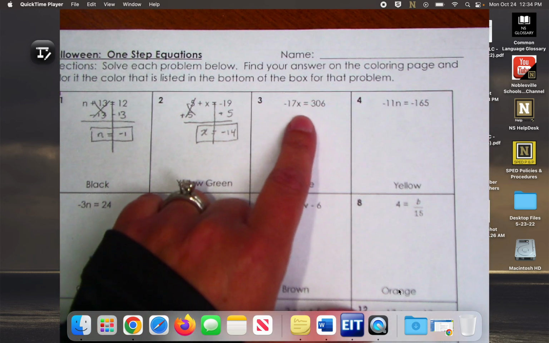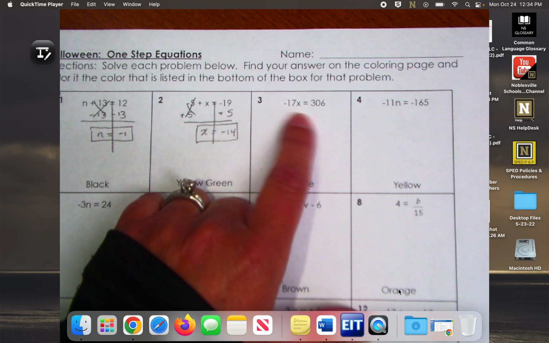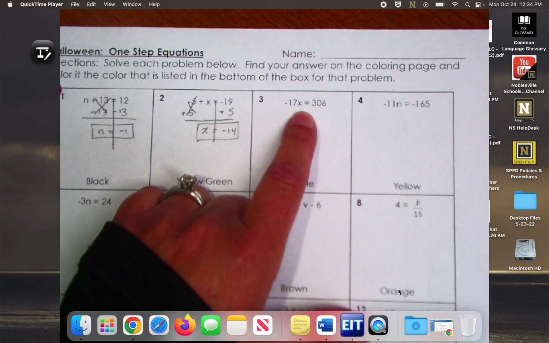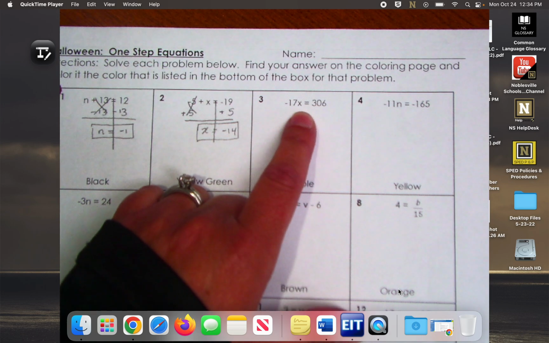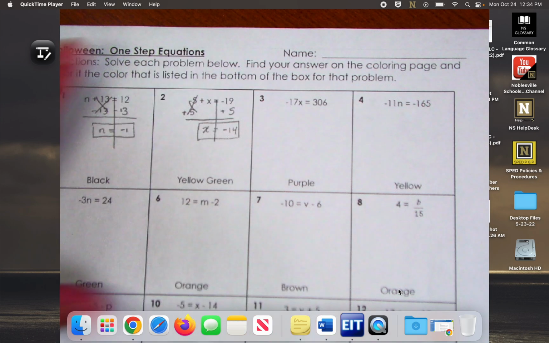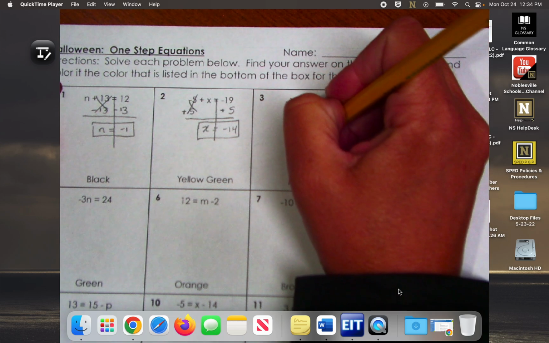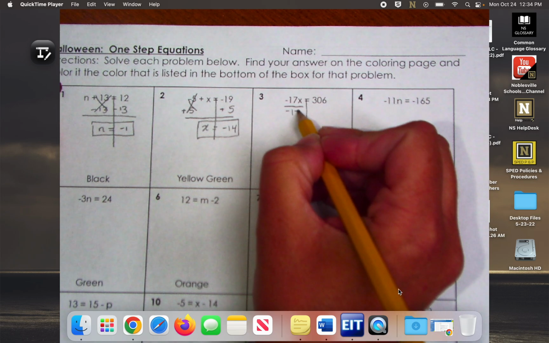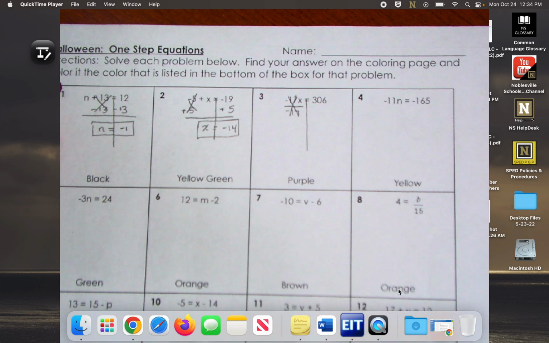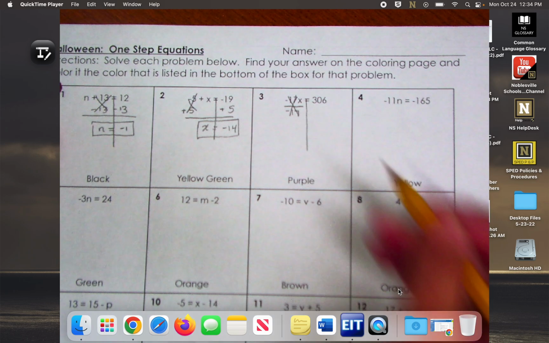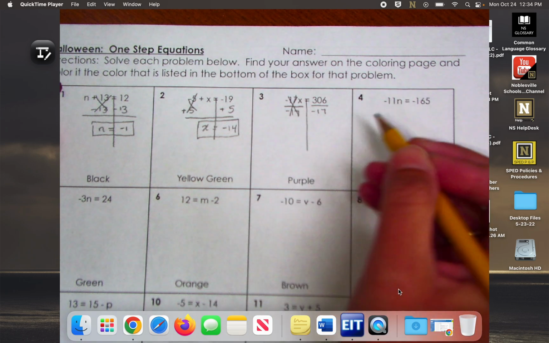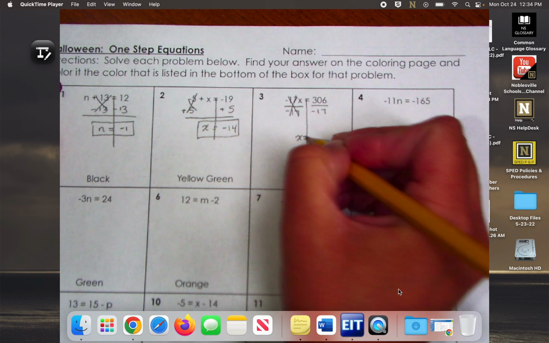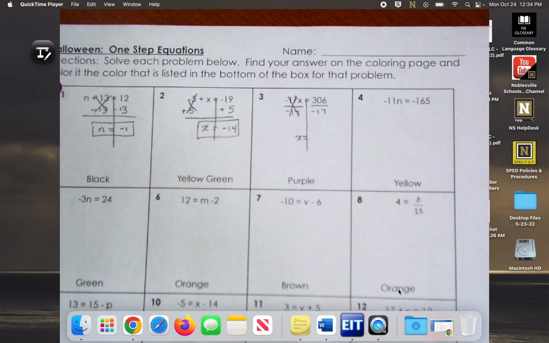Number 3, what's happening when you have a number smushed next to a letter? What operation is that, Emma? Multiplication, right? So we're still going to do the opposite of that. What is the opposite of multiplication? Dividing. So I show dividing by making it a fraction. So now those -17s are gone. And then I'm going to divide by -17 over here. So I'm left with x equals, and we have to keep track of our integer rules. What is 306 divided by -17?